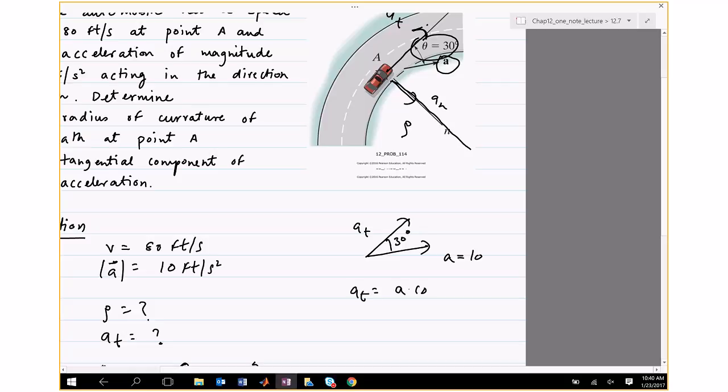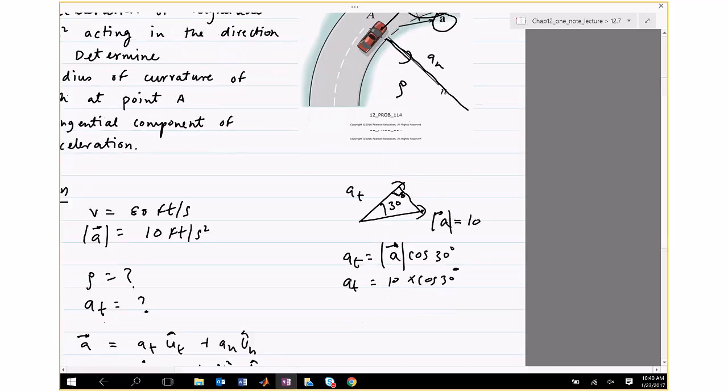A cosine of 30 degrees, right? It's cosine of 30 because you can draw a right angle triangle like this, and cosine is basically the adjacent side divided by the hypotenuse. So A_T is 10 times cosine 30. Cosine 30 is sine 60, which is 0.866, so it's 8.66 feet per second. Okay.